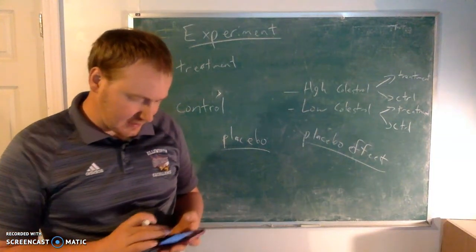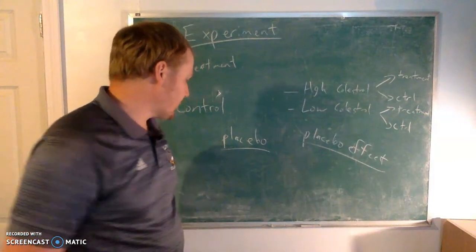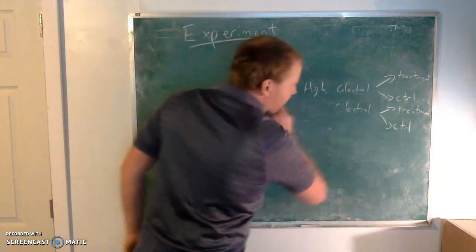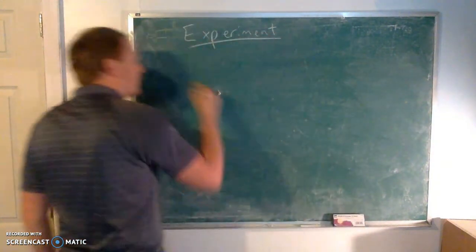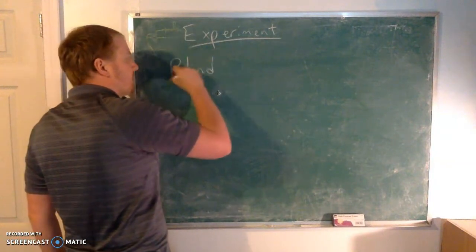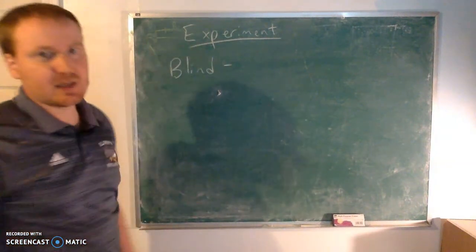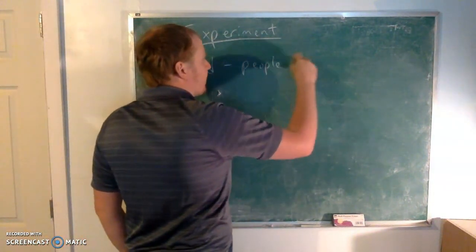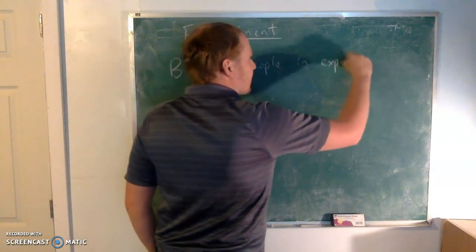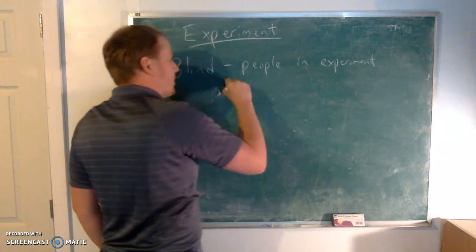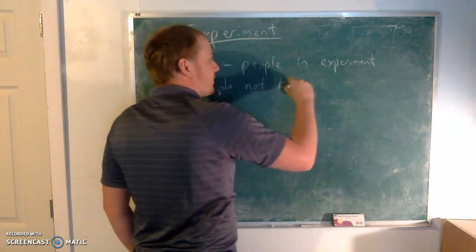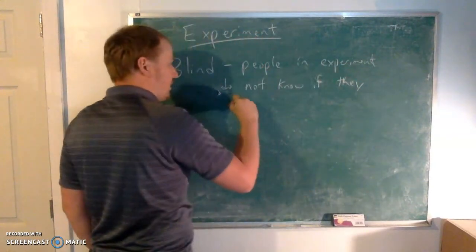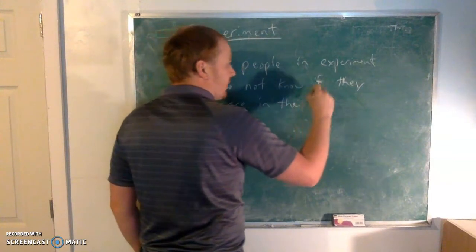Kind of the very last thing with an experiment is whether or not you want to make your experiment what we call blind. And typically you do. So a blind experiment, or what we mean when we say the experiment is blind, is that the people in the experiment do not know if they are in the treatment or the control group.